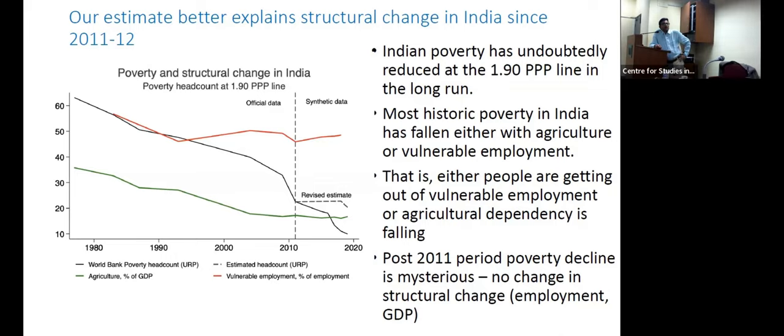This is the number from the World Bank that I reported earlier, the synthetic estimate that they showed. And this is the number that we are essentially, our revised estimate, this dashed line is what we are pointing out. And the red curve is the vulnerable one. Once again, this is showing a bad line there.